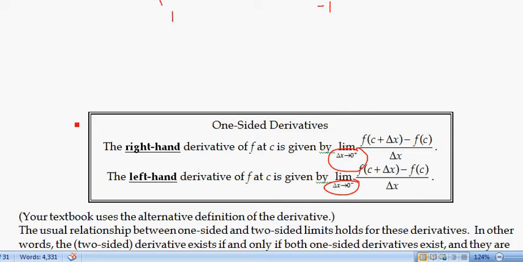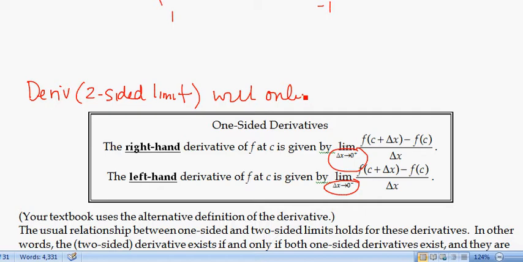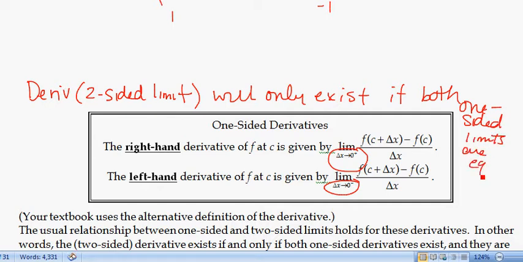And the bottom line is, the regular old two-sided limit derivative will only exist if both one-sided limits exist and are equal. This should feel very familiar. This is the exact same statement we said in the limits unit, right? The actual definition of the derivative is a two-sided limit. That's only going to exist if both one-sided limits exist, I should say that first, they exist and are equal.